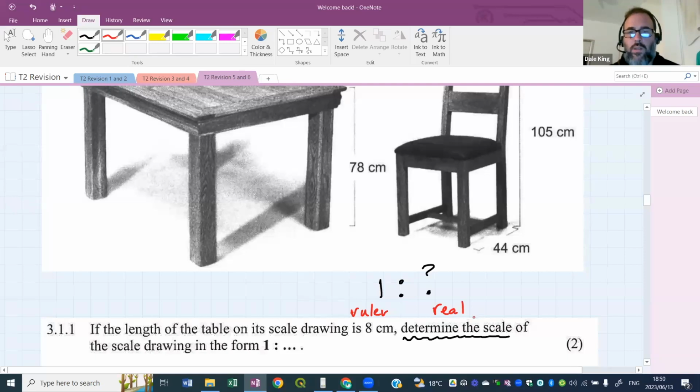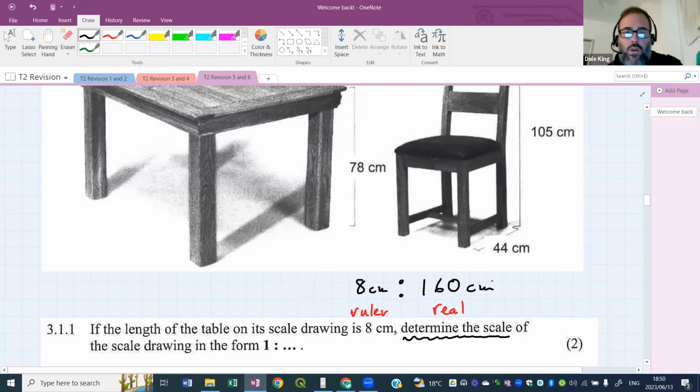I'm just going to write the word real. In our scale, the left-hand side's got to be the ruler measurement, and the right-hand side's got to be the real world. Remember, we've got to get this to 1 is to something. So on the left, we've got a ruler measurement of 8 centimeters. In the real world, it represents 160 centimeters.